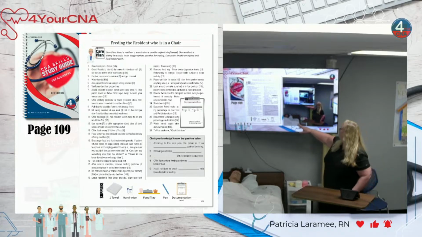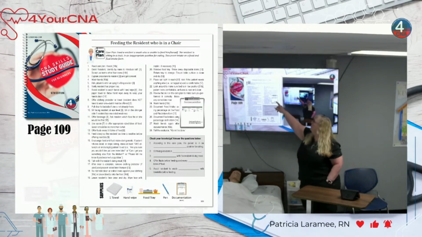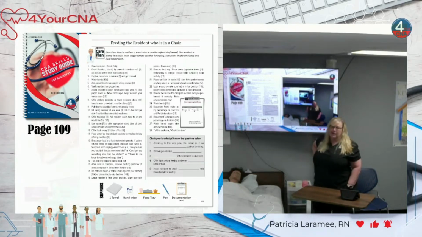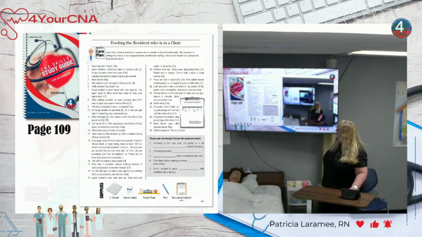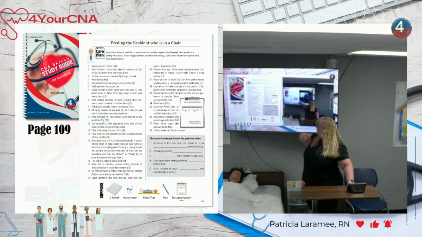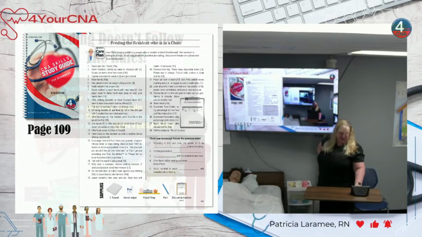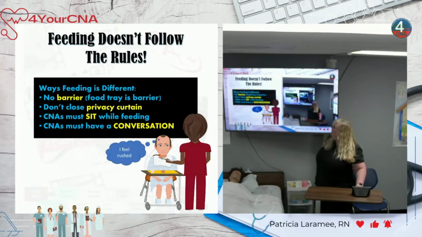It says to document intake on a food and fluid intake form, which you can see here. A big version of it is located on page 169 of your book if you want a big version. Down here, you've got all of the supplies that you need for this particular skill. But this skill doesn't follow our normal rules. It does not follow our rules.